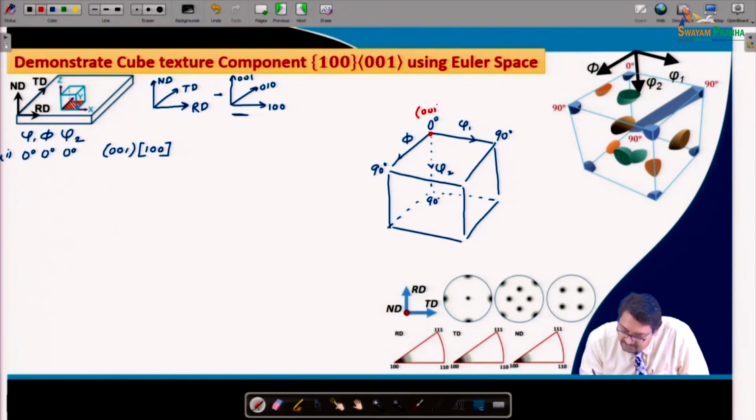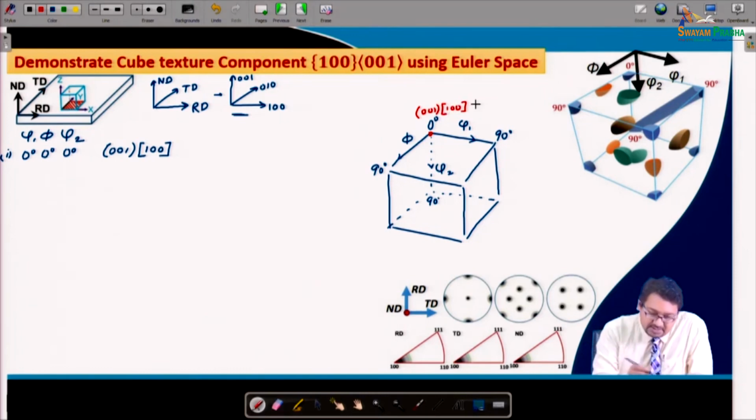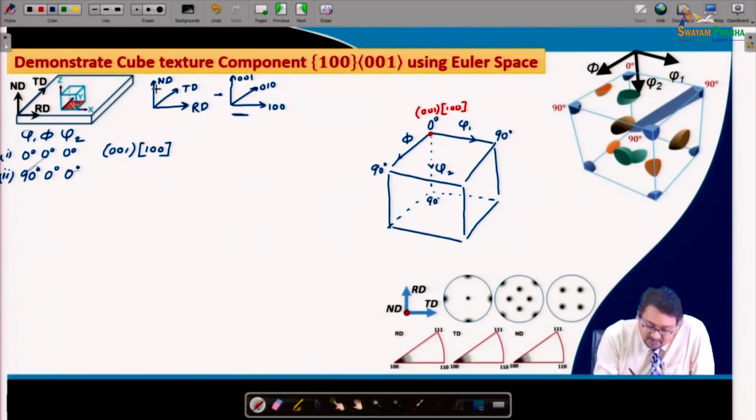Zero 0 1 and 1 0 0, right. Now, let us take another component and let us say that I am rotating this phi 1, phi, phi 2 by say 90 degrees, 0 degrees and 0 degrees. And so, we have to rotate phi 1 by 90 degrees, that means that we have to rotate ND, that is this one, by 90 degrees using the right hand thumb rule, right. So, I have to rotate something like this.